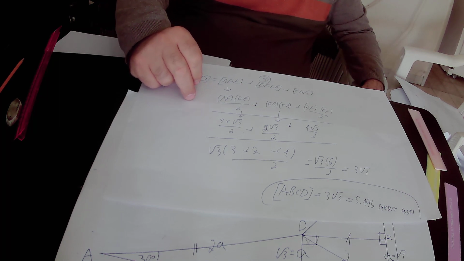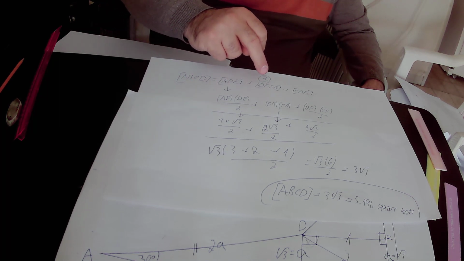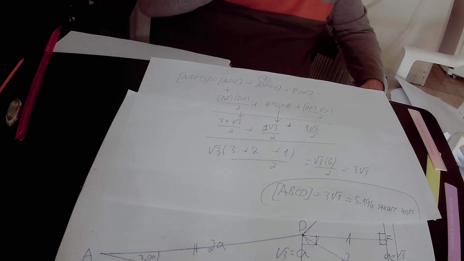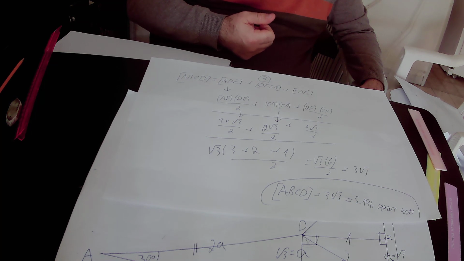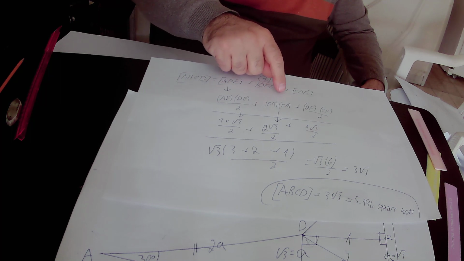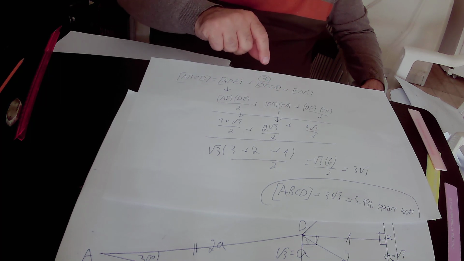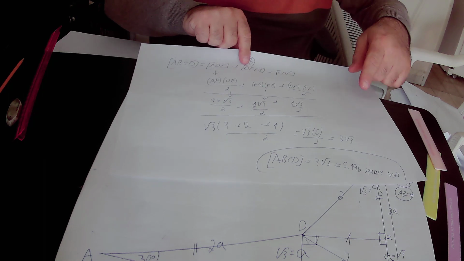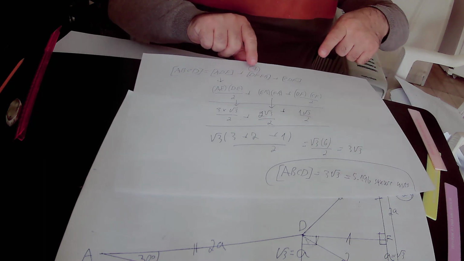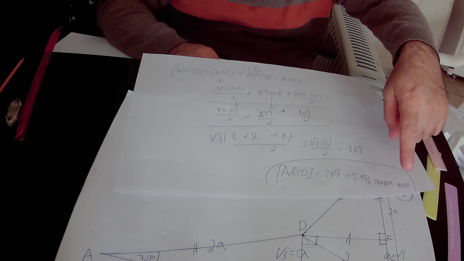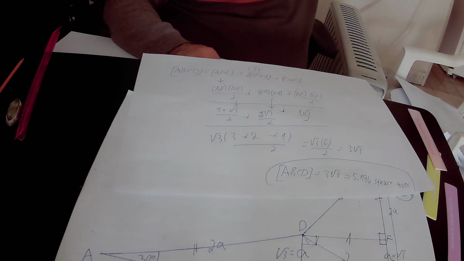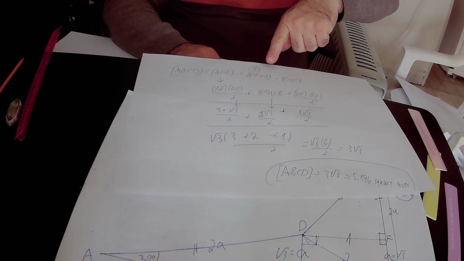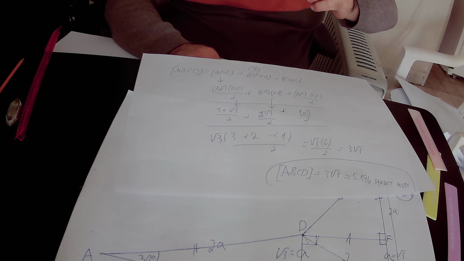And the area of rectangle DFEB will be equal to the area of any rectangle, which is the width of the rectangle times the length of the rectangle. That is to say, EB times FB. And here EB equals 1 and FB equals square root of 3. So the area of rectangle DFEB equals square root of 3 square units.